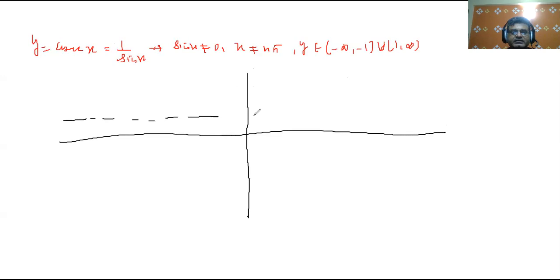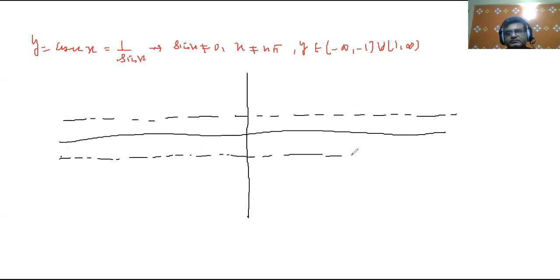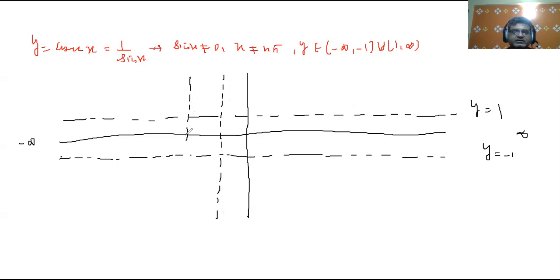Now we are plotting this graph. This is actually y is equal to 1 and this is y is equal to minus 1. It is going up to infinite. Here it is going up to minus infinite. And we are also plotting some asymptotes of it to correctly plot this graph.